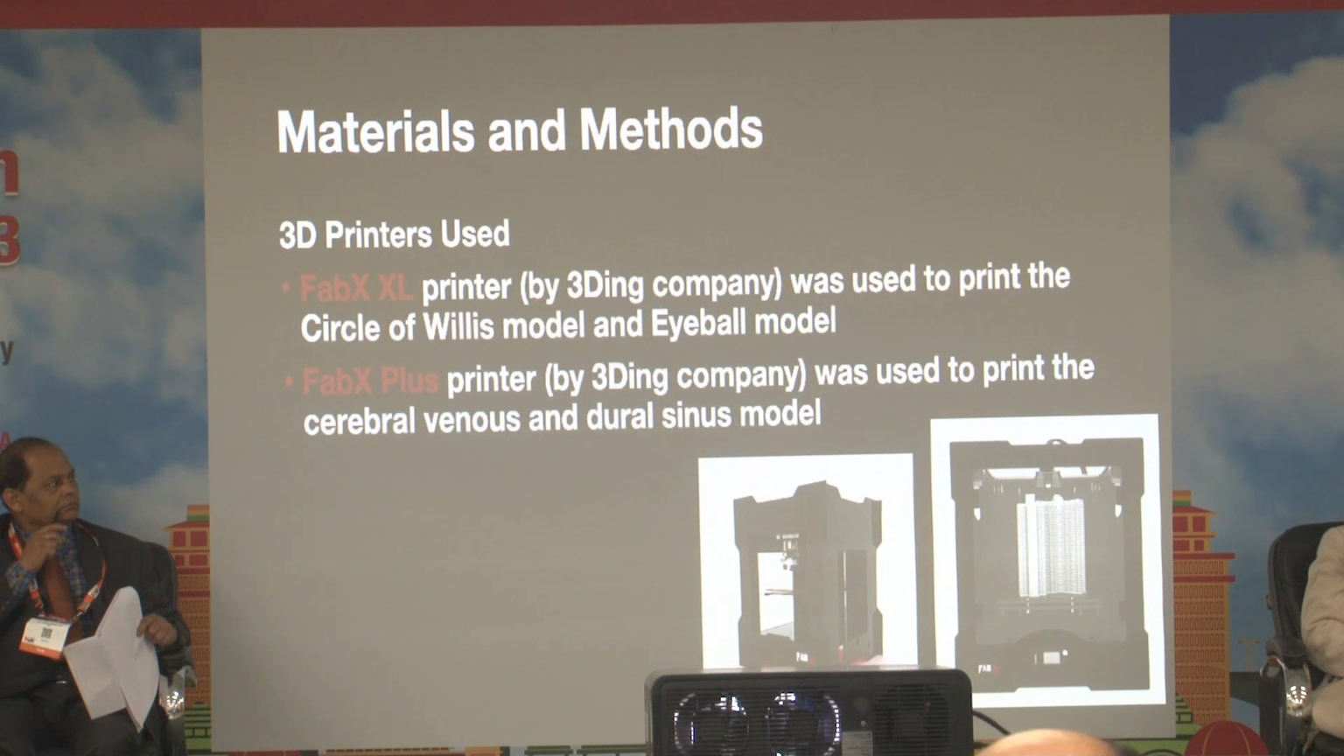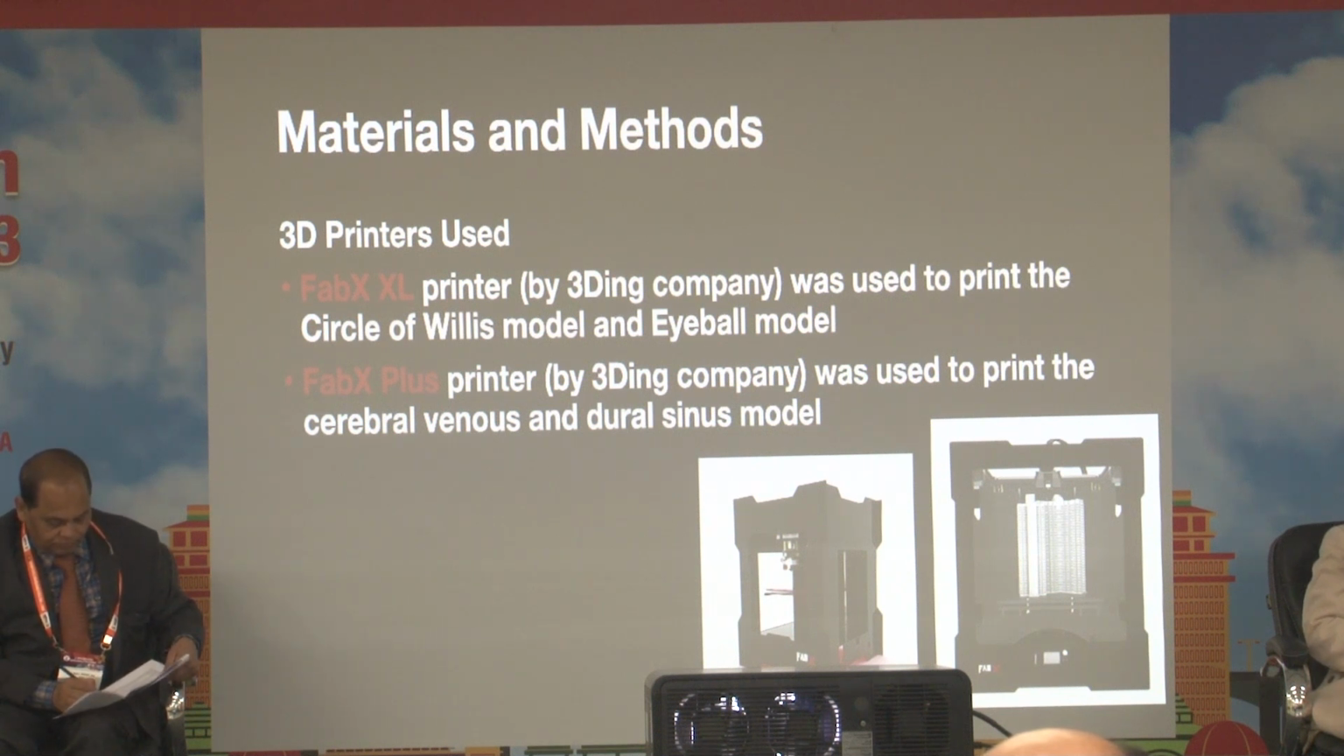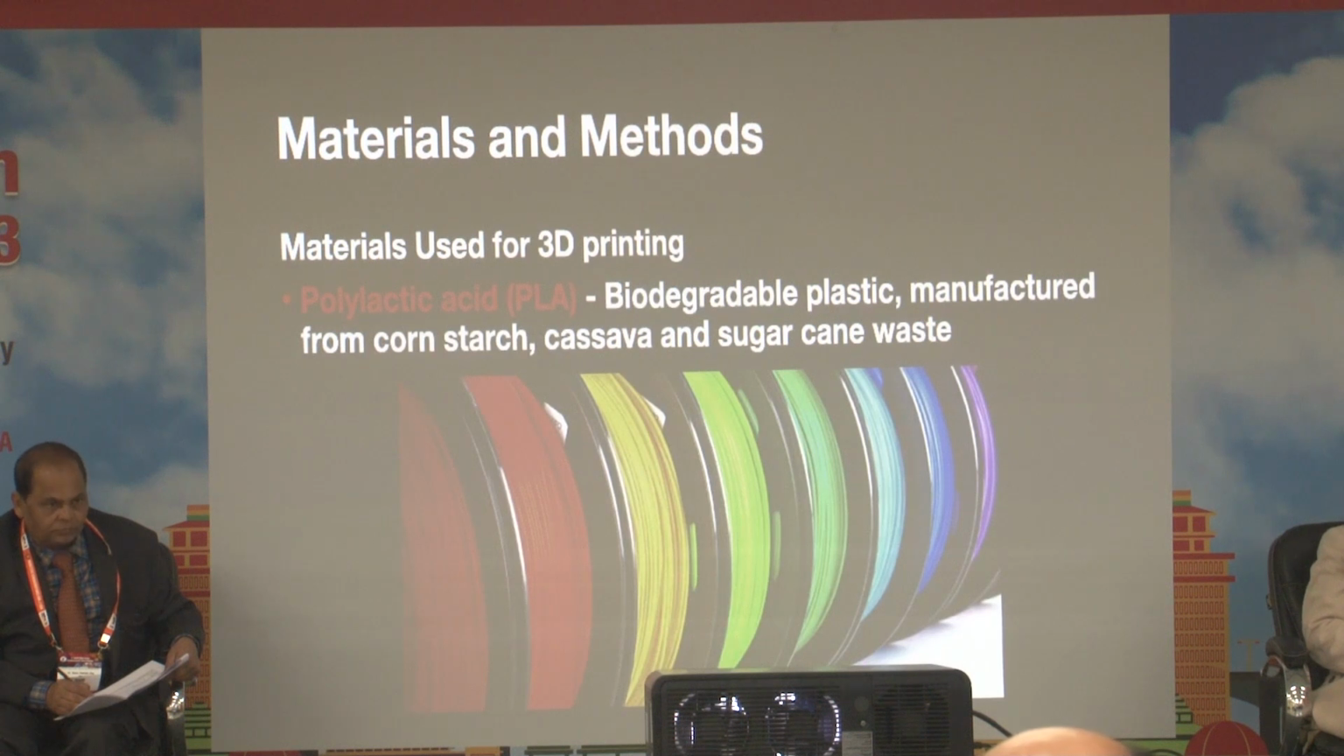3D printing was done for so many things. I'm not able to bring the cavernous sinus model, but we have all three models with us. We used a Fab XL printer and a Fab X Plus printer to print the circle of Willis, cavernous sinus, and even the eyeball model for tactile learning by touch and sensation. We don't need to mug up, we don't need to cognitively imagine how the anterior communicating artery or the posterior communicating artery comes and joins with each other.